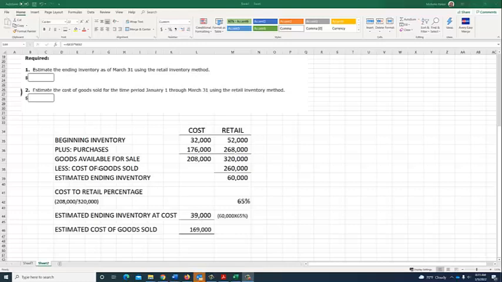And since we have our goods available for sale at $208,000, if I subtract my ending inventory at cost, I can get my cost of goods sold at $169,000.